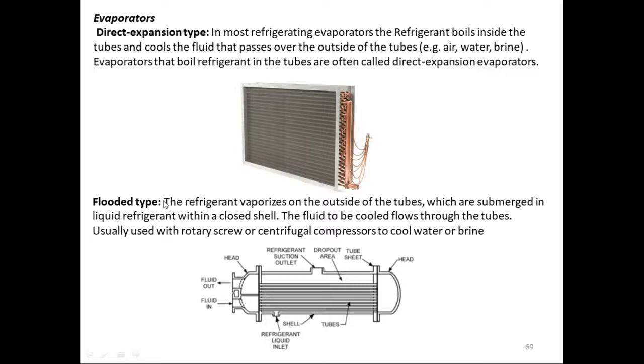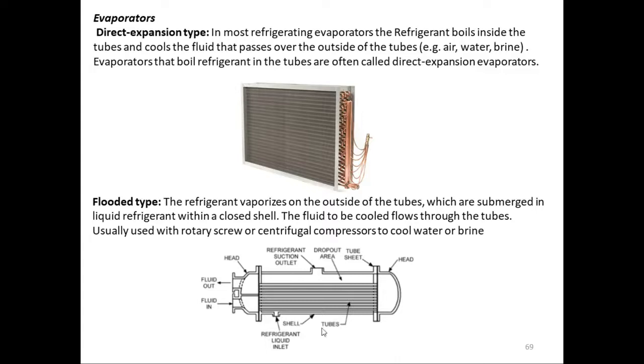As opposed to that, in the flooded type, the refrigerant vaporizes on the outside of the tube. So inside of the tube is another medium. It could be water, it could be brine solution, it could be anything, but the tube or the pipe contains the other fluid and the refrigerant is outside of it. In the flooded type, the refrigerant vaporizes on the outside of the tubes, which are submerged in the liquid refrigerant within a closed shell. The fluid to be cooled flows through the tubes, usually used with rotary screw or centrifugal compressors to cool water or brine.